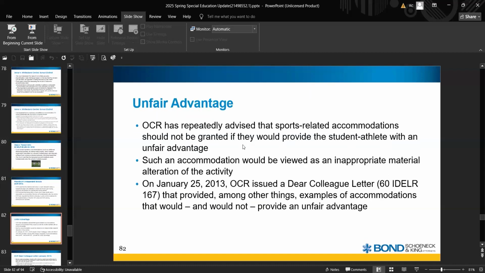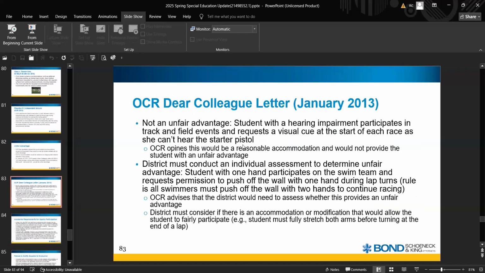Okay, unfair advantage. You can't use this to give yourself an advantage. It could level the playing field, give you an opportunity to participate, but you have to look at circumstances and say, are there ways in which a student's getting an advantage? OCR wrote this great, thorough Dear Colleague letter about 12 years ago, and they gave all these examples. You could have a student in a track and field event who can't hear when the gun goes off, but could see. So they asked for someone to flash a light, and that was deemed okay. But if you really break it down, imagine if it's a short race and someone says, well, it's a nanosecond quicker that way, maybe it is an advantage. Who knows?